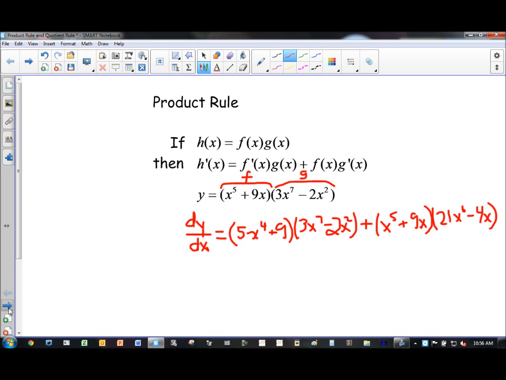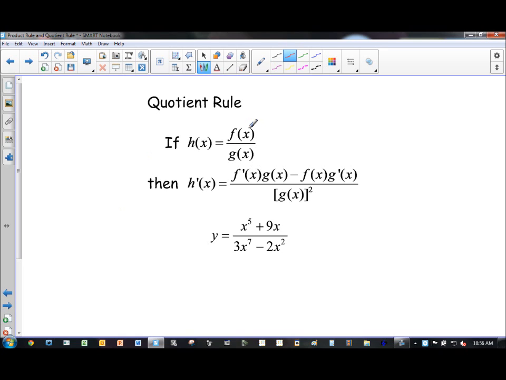Okay. The quotient rule is similar. But instead of having two separate expressions that are being multiplied, I have two separate expressions that are being divided. And to do that, the top looks very similar to what it did in the product rule, but I'm subtracting instead of adding, and now I'm dividing by the square of what was already in the denominator. So what I'm doing is I'm taking the derivative of the top and multiplying it by the bottom, and then I subtract the top times the derivative of the bottom, and I divide the whole thing by the bottom squared. So I'm going to do this example here. I should probably leave myself a lot of room.